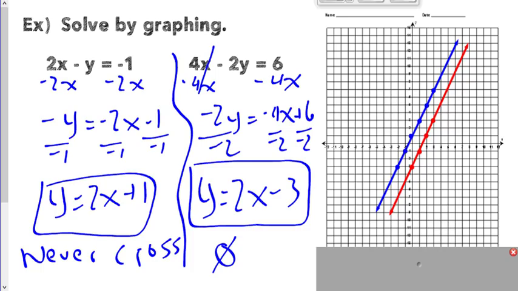So that unique XY ordered pair doesn't exist. There wouldn't be an X and a Y that we could find to make both of these equations true and have it be the same X and the same Y for each. So there's a good example of no solution with parallel lines.